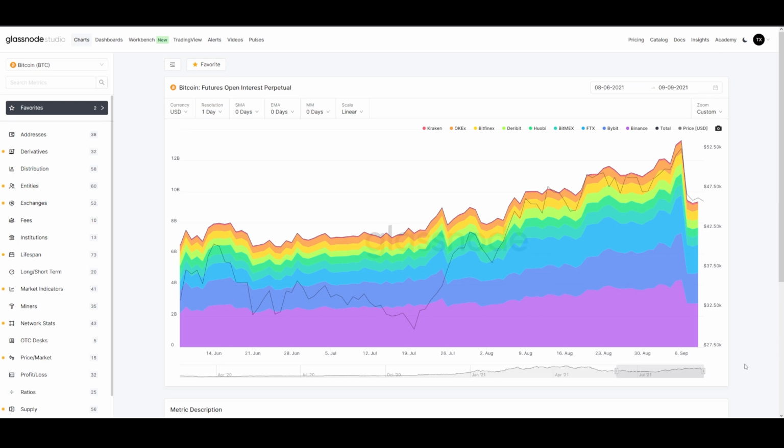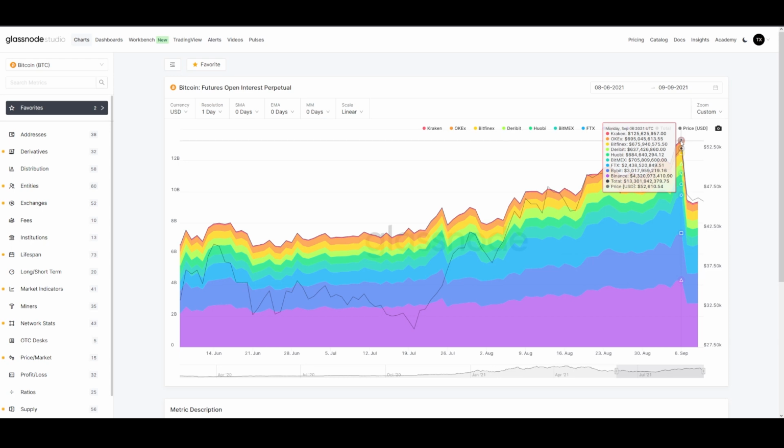On the morning of September 7th, Bitcoin came in with $13.3 billion of open contracts in the futures perpetual market. The perpetual futures market is the market that has the funding rate mechanism that we spoke about in my previous video, that we use as a barometer for detecting how much leverage is in the system.